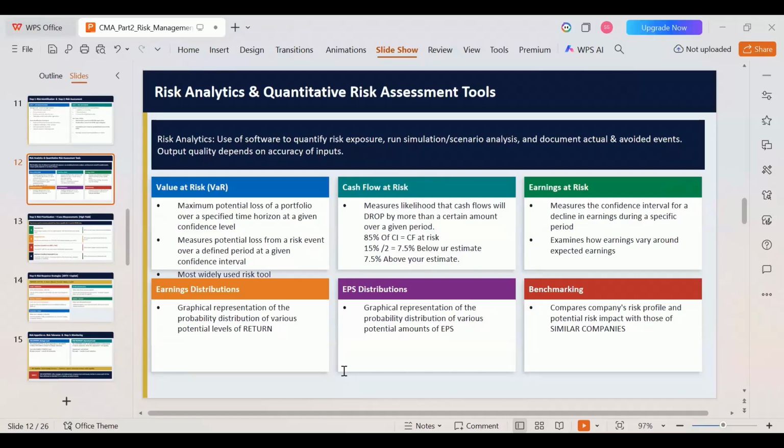So next up, we have earnings distribution. So here, it is the graphical representation of the probability distribution of various potential levels of returns. So now, focus on the earnings distribution. Okay, so now look like the investors. When we view it from the point of view of investors, it is easy to understand earnings distribution.